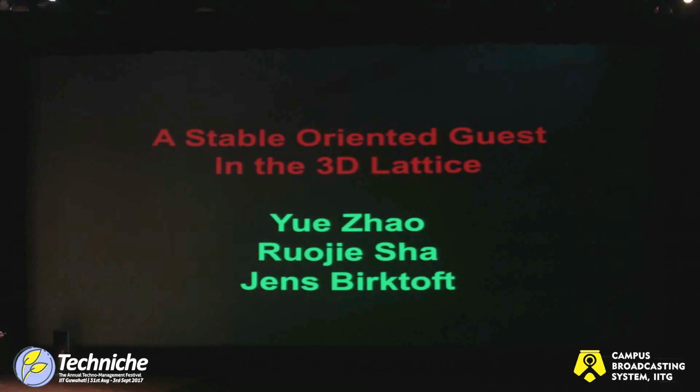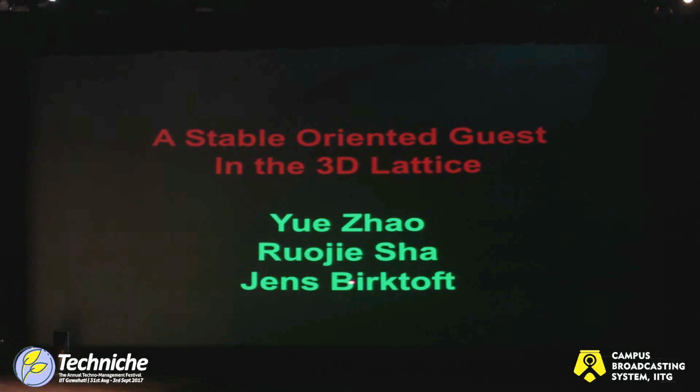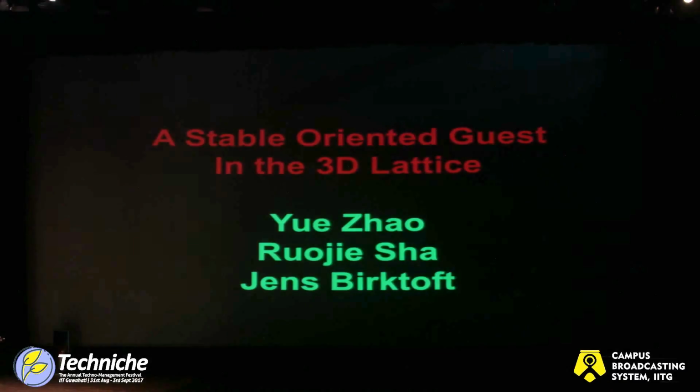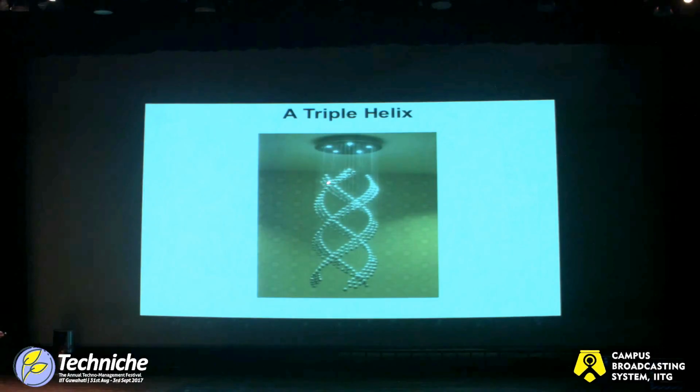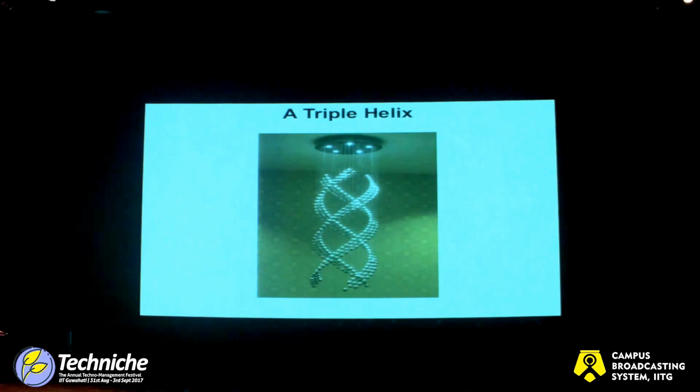A final important thing in this direction is an oriented guest in the lattice. Yu Zhao, Ruji Shah, and Jens Berghoff put this together so that this is a triple helix of DNA. But triple helices are fairly common. They were actually also discovered by Alexander Rich.